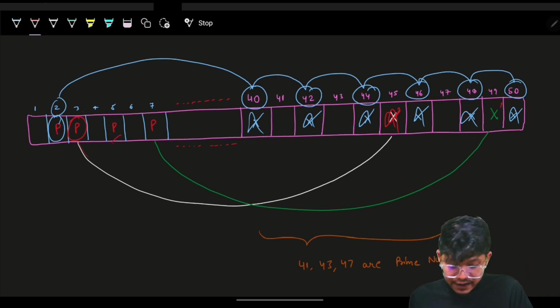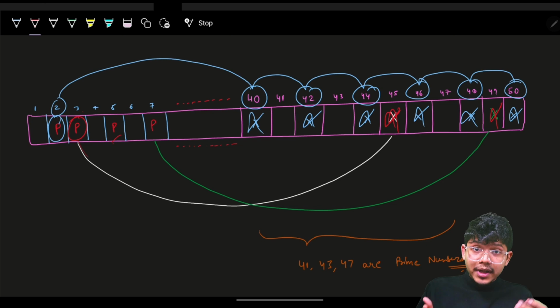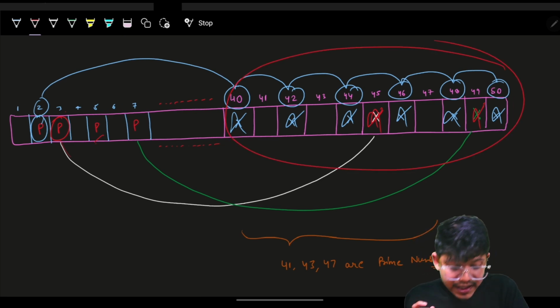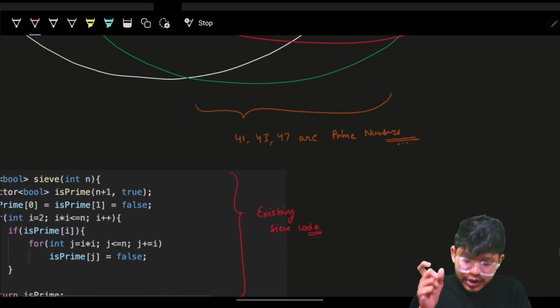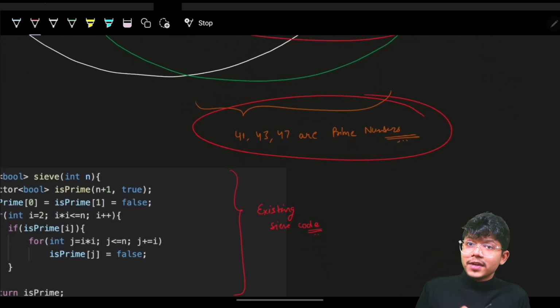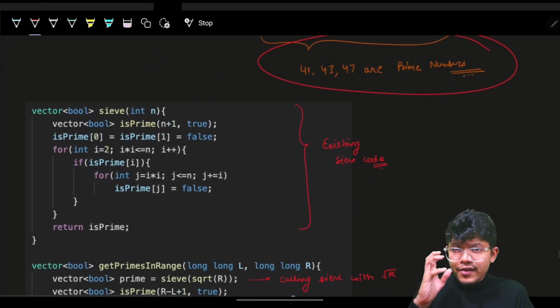For number 7, I will mark 49 as not a prime. So whatever is remaining in this range, you can see 41, 43 and 47 is remaining. So these three numbers are the prime numbers. Now the code is very simple, very short and simple.